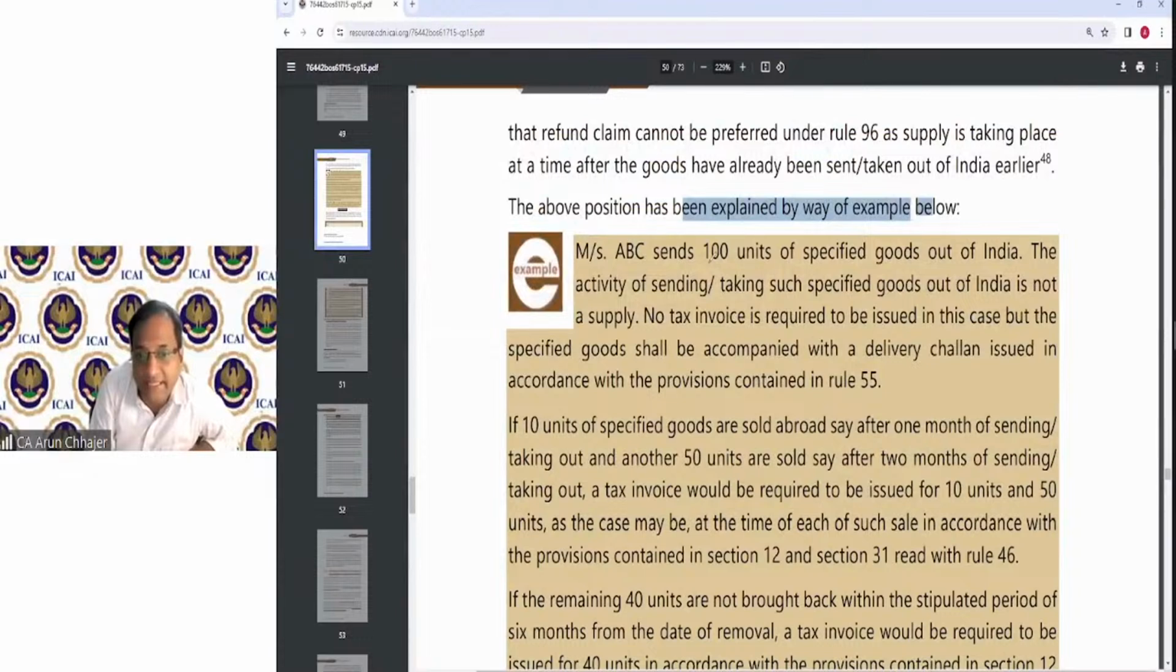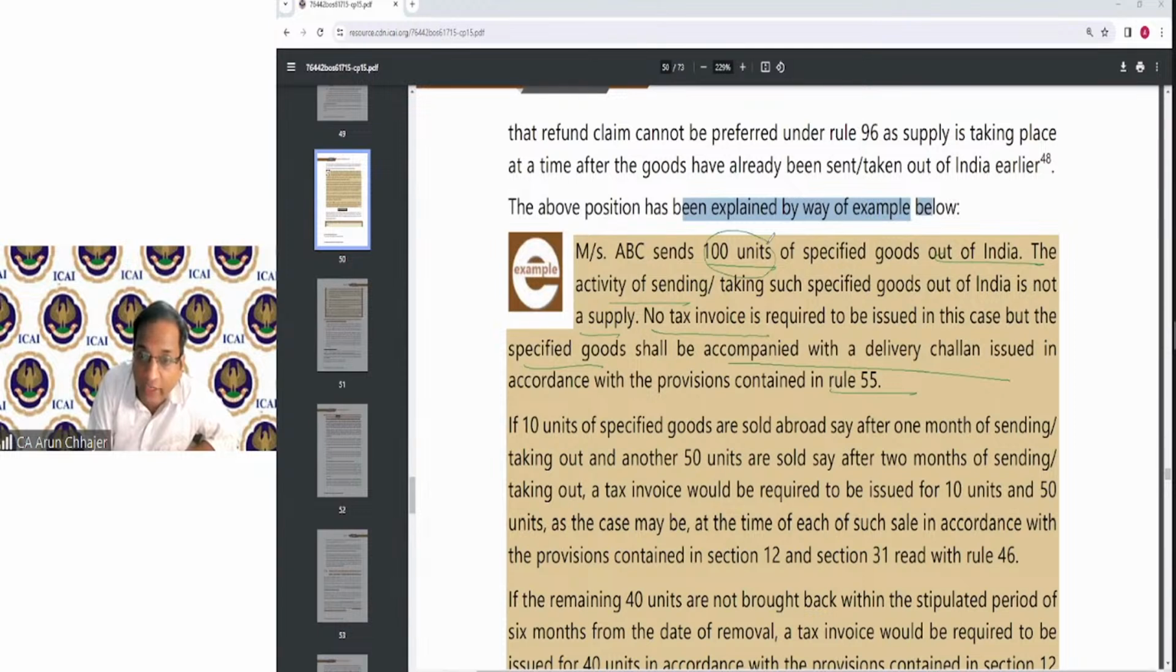So ABC sent 100 units out of India. The activity is not a supply because it is for sample, exhibition, etc. No tax invoice is required to be issued in this case, but the specified goods shall be accompanied with a delivery challan under Rule 55.